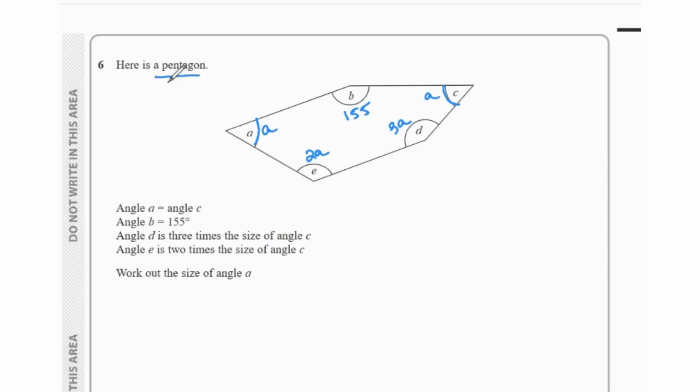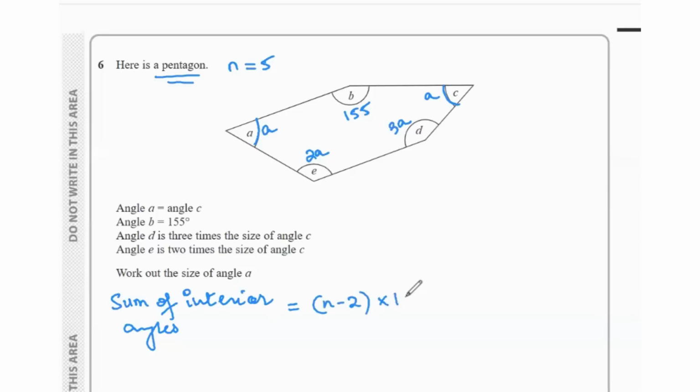So firstly, it's a pentagon. Number of sides are 5. So the first thing we should do is find the sum of interior angles for a pentagon. Sum of interior angles is going to be n minus 2 times 180. N is already given as 5 because it has 5 sides. So 5 minus 2 times 180, 3 times 180. And that is going to give us 540 degrees.